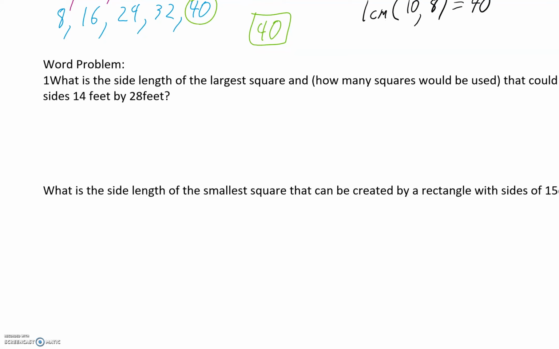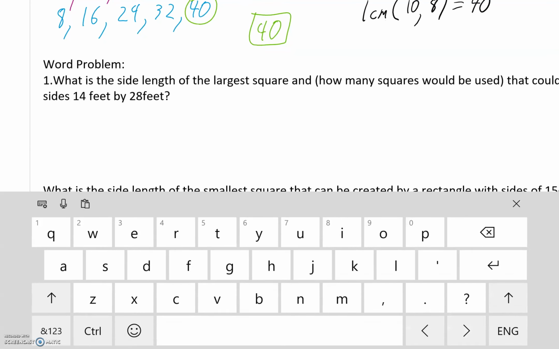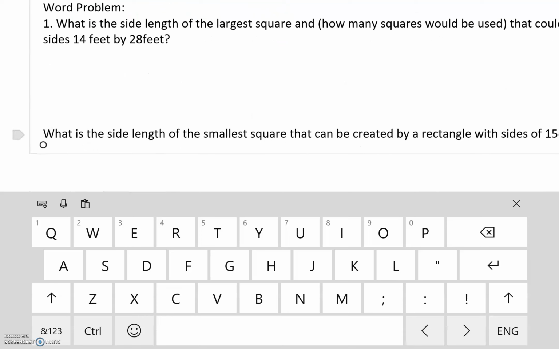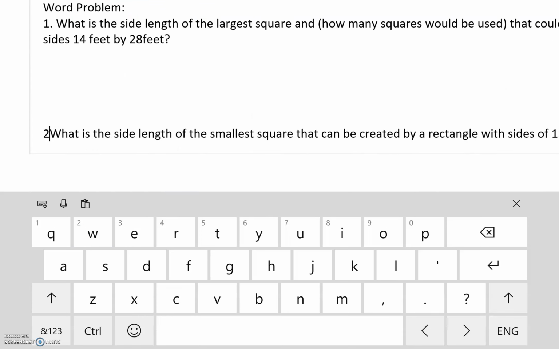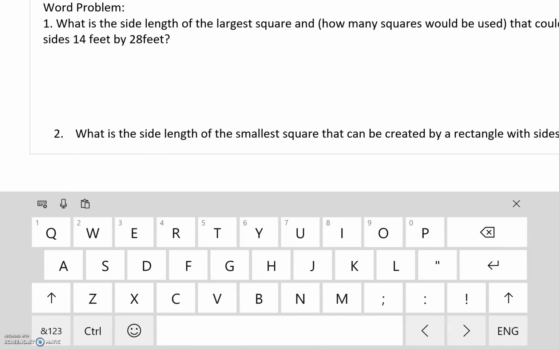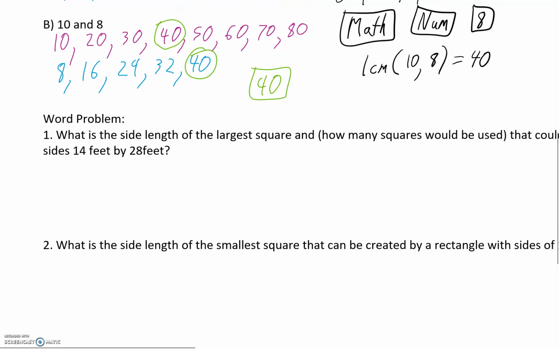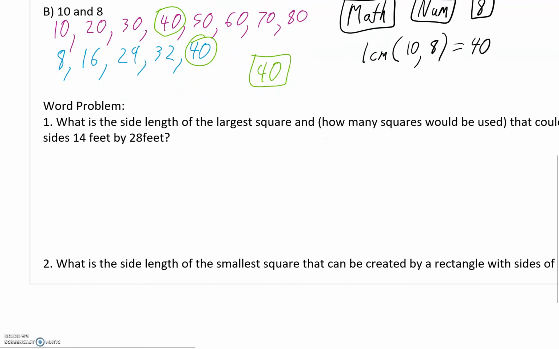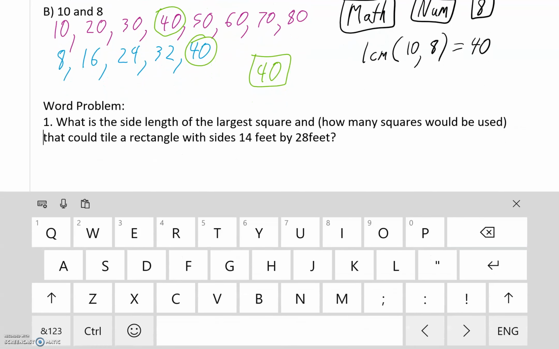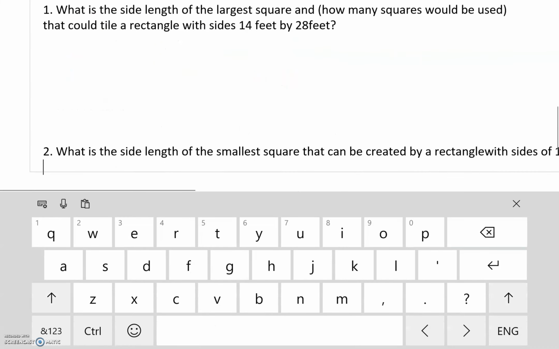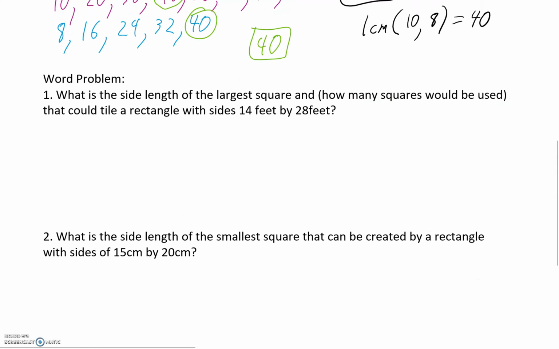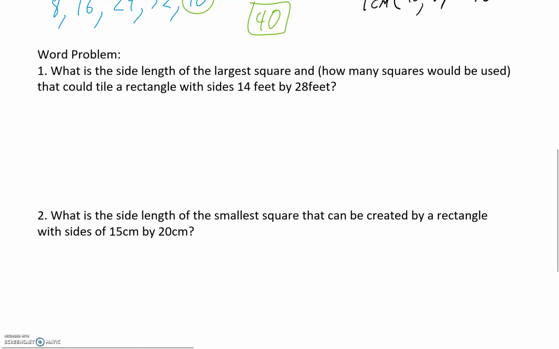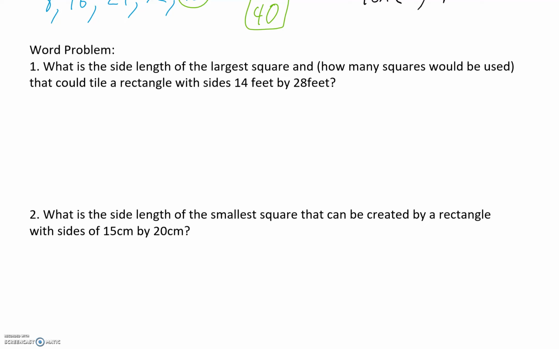All right, so here are two word problems. I'm just going to give myself a little bit more room to work with. Okay, so what is the side length of the largest square and how many squares would be used that could tile a rectangle with sides 14 feet by 28 feet?